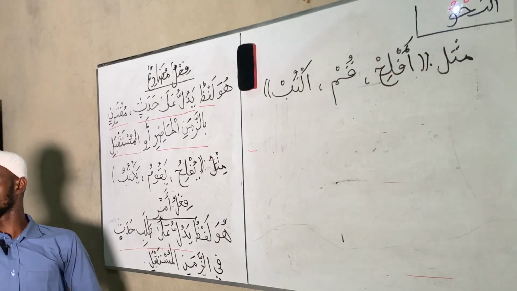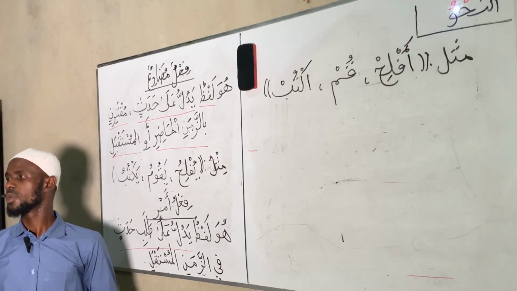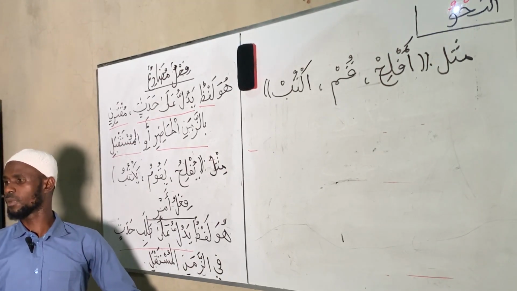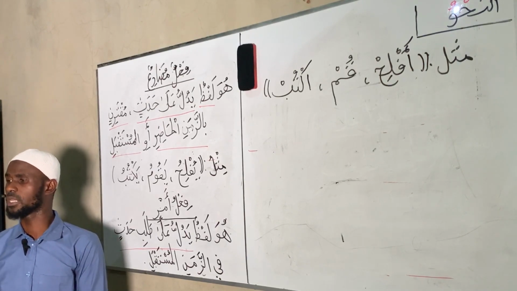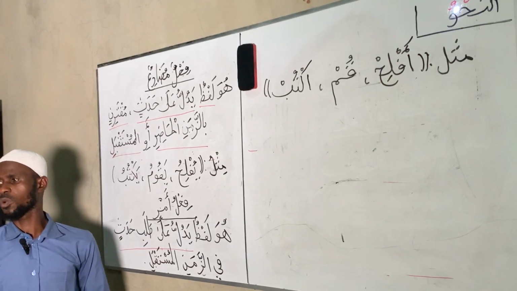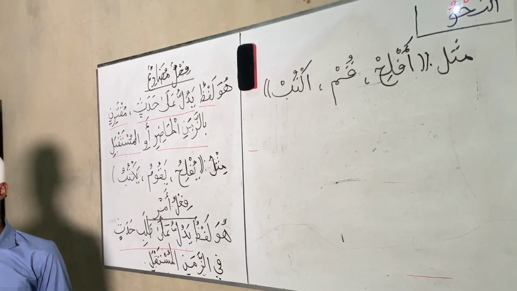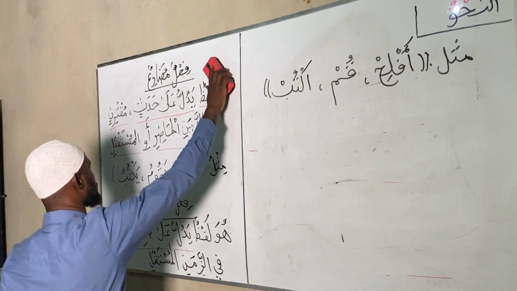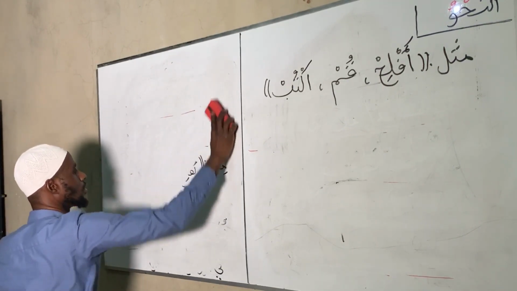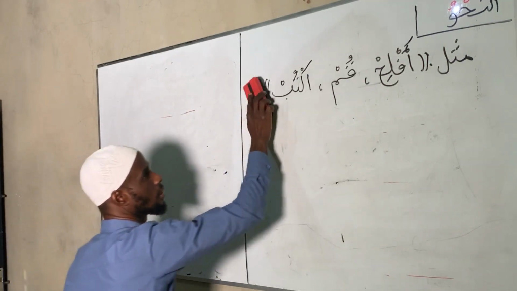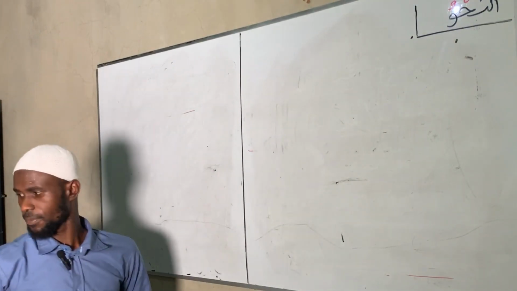So we have been able to look at the types of a verb in Arabic in terms of tense. We have fi'l madin, the past verb. We have fi'l mudari', the present verb, and we have fi'l amrin, that is a command verb. We have looked at the examples for each division. So let us have our usual tadrib.